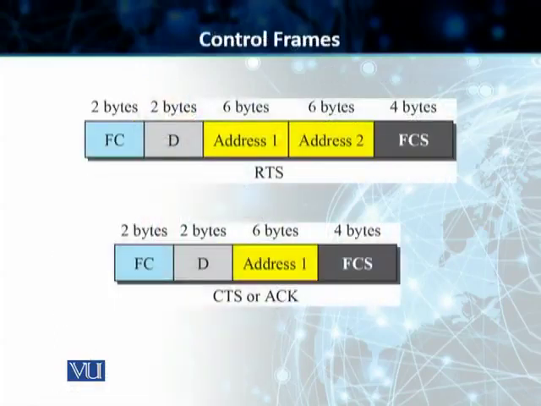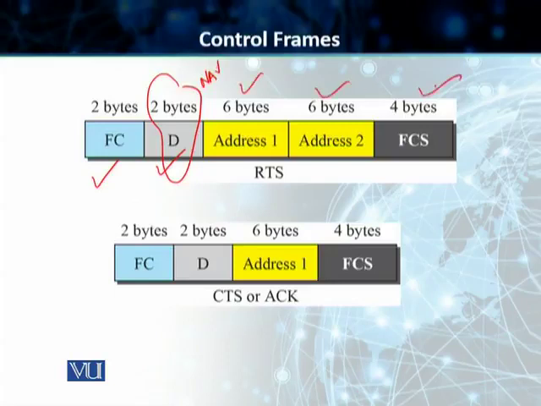Students, in the case of a control frame, as you can see in the slide, we have got an RTS frame. The first field, once again, is your FC field, which is 2 bytes. Then you've got a D field to set the network allocation vector for all the other impacted stations. Then you've got address fields, and then you've got the FCS.